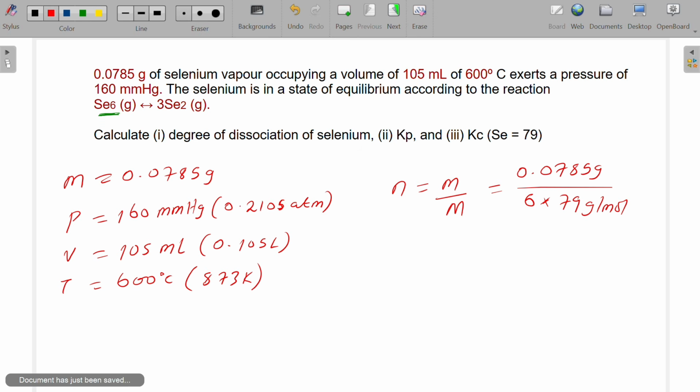When we do our mathematics there, we find the number of moles to be 0.001656 moles. So that's the number of moles we're going to have initially for selenium, 0.001656 moles. After finding the number of moles, the next step we need to take is write the ICE table.